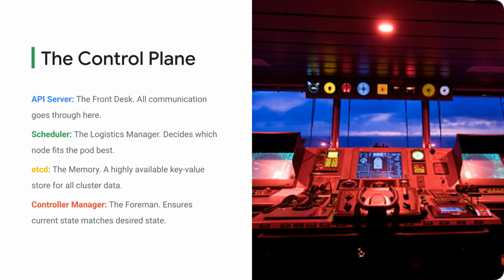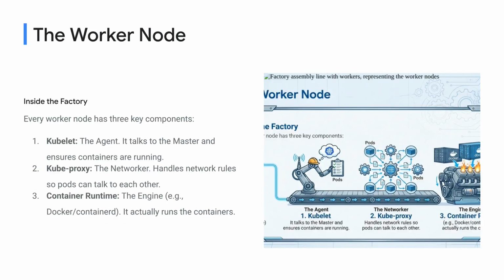The control plane components include the API server, which is the front desk for all communication. The scheduler decides where pods run. etcd is the memory holding all cluster data, and the controller manager ensures the desired state is maintained. Inside the worker node, the kubelet acts as the agent, talking to the master. Proxy handles network rules, and the container runtime is the engine that actually executes the containers.